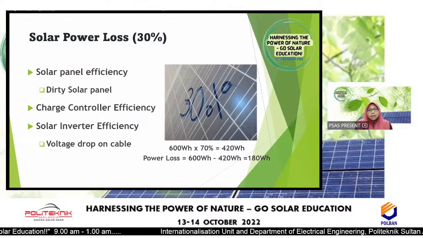So from our solar panel, we have 600 watt hour times 70%, which is equal to 420 watt hour. From the 600 that we produce from our solar, after we calculate the power loss, we got only 420 watt hours that we can use for our devices, right? So power losses equal 600 watt hour minus 420 watt hours, which is equal to 180 watt hours. That is the power loss that we get from 30%.